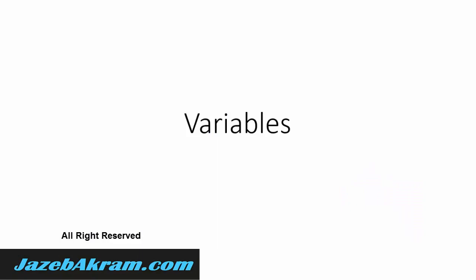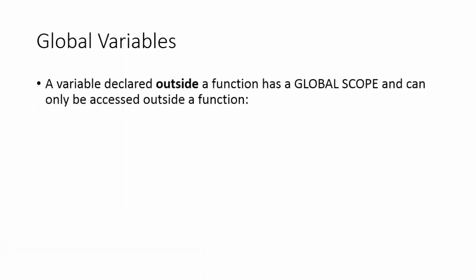Now we have seen our local variables. Now in this lecture we are going to see our global variables. A global variable is a variable that is declared outside a function and it has a global scope and can only be accessed outside a function.